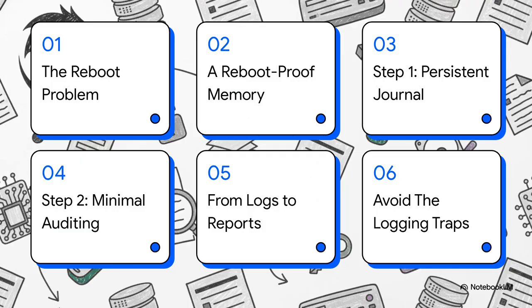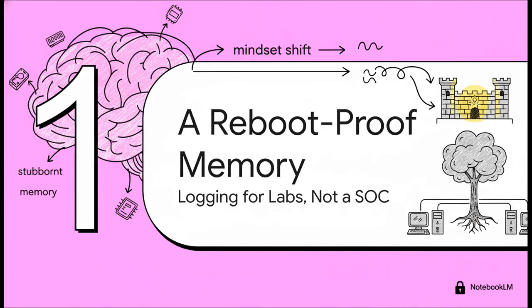All right, so here's the game plan. First, we're going to tackle the problem by changing how we think about logging. Then we'll get practical with two key steps, setting up a persistent journal and adding some minimal smart auditing. After that, I'll show you how to turn all this data into killer reports, and finally, we'll talk about the common traps so you can avoid them. Let's do this.